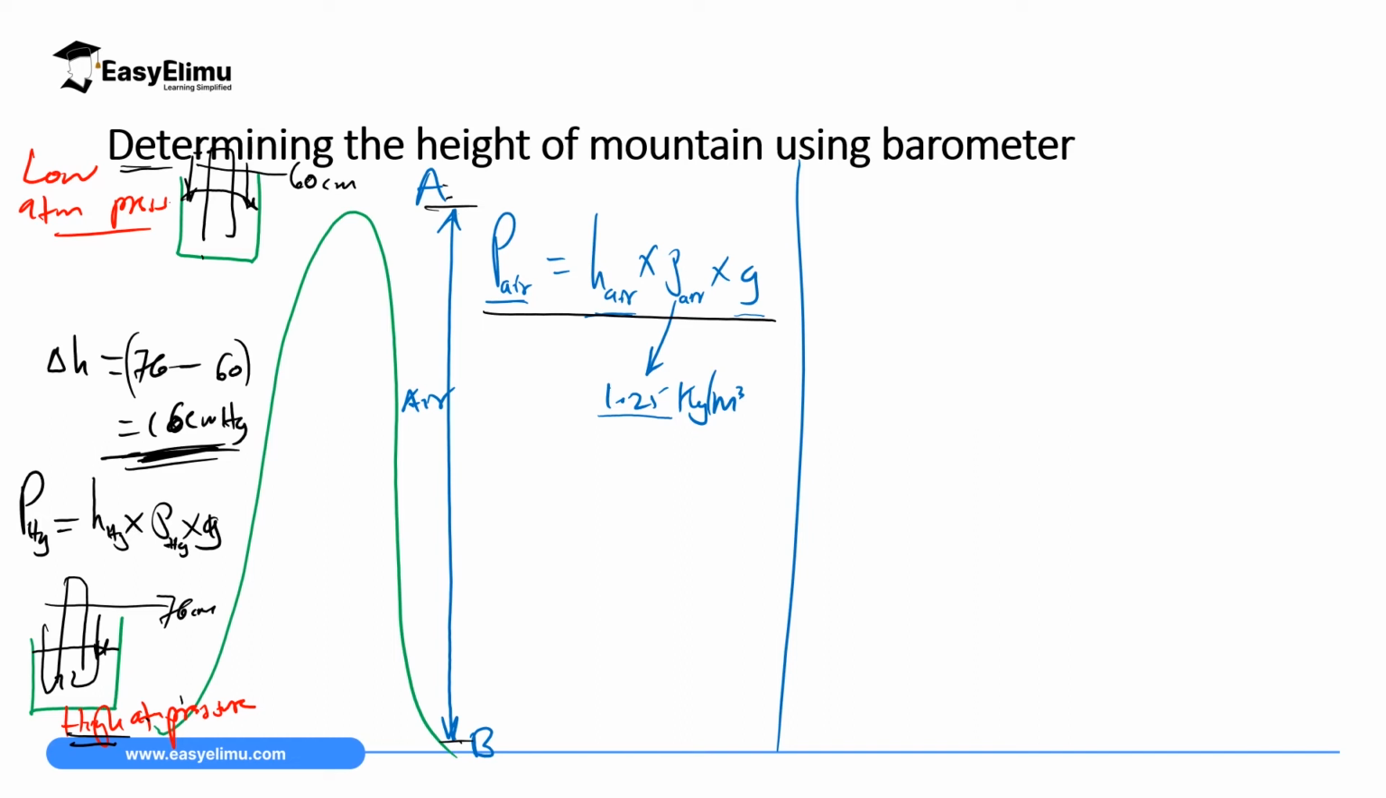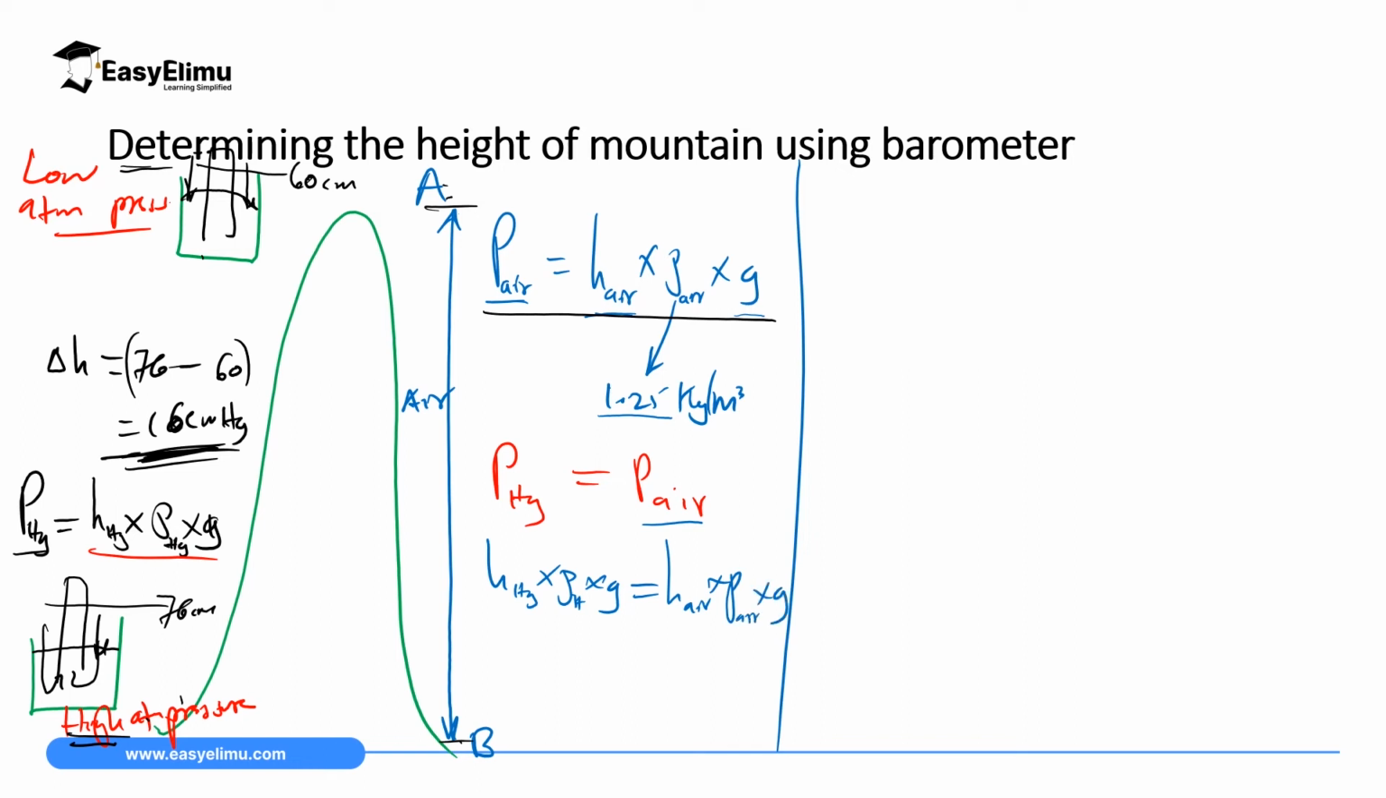Then we cannot be wrong by saying pressure of mercury is the same as pressure of air between the top and the base. But now, what is pressure of mercury? Pressure of mercury, which we can write as height of mercury times density of mercury times gravitational constant, is equal to pressure of air. Pressure of air is found by height of air times density of air times gravitational constant.